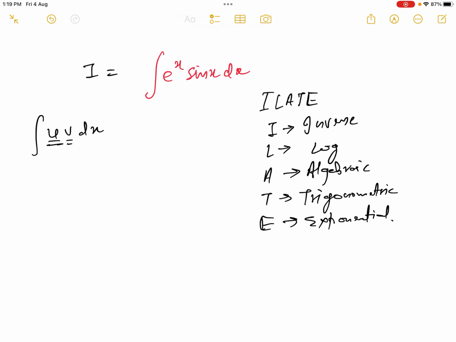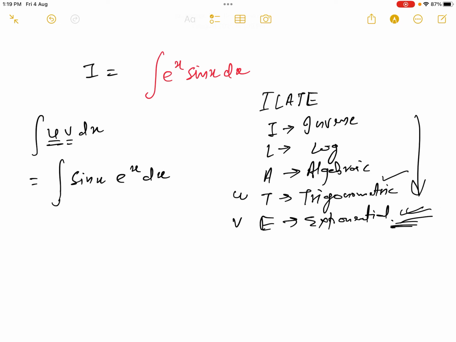So here we can see that if you see the trend, the trigonometric function is coming first and then we are getting the exponential function. So we can say that we have to take u as the trigonometric function and v as the exponential function. So the integral of uv dx will be directly written as the integral of sin x e power x dx.